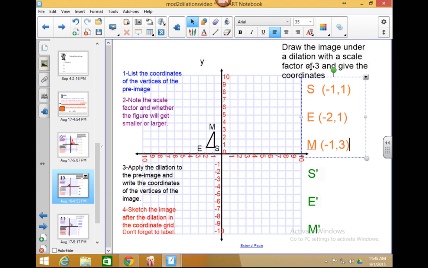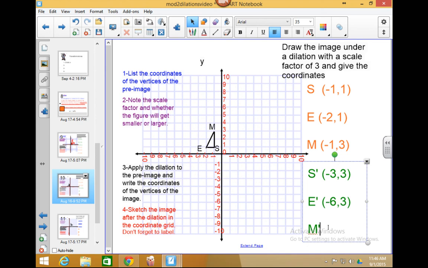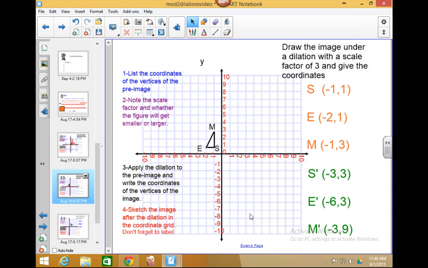Note the scale factor and whether it will get smaller or larger. My scale factor is 3. It's larger than 1, so my figure will get bigger. Apply the dilation to the pre-image and write the coordinates of the vertices. So all I'm going to do is, since my scale factor is 3, I'm going to multiply by 3. Take each number, multiply by 3. And now you have your new endpoints.